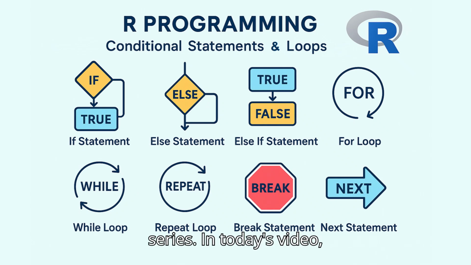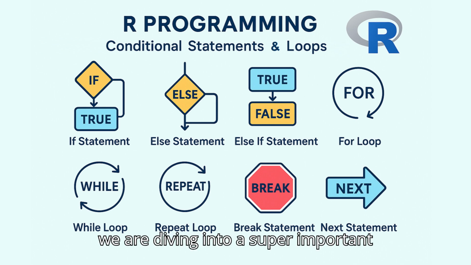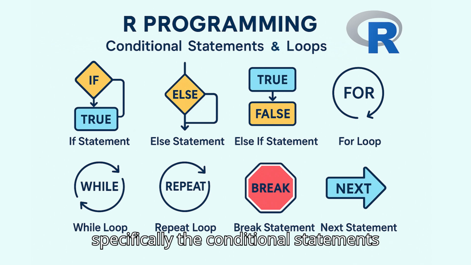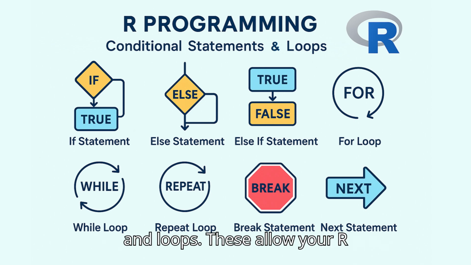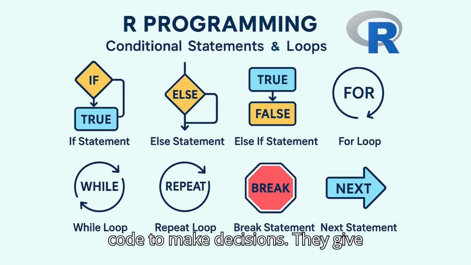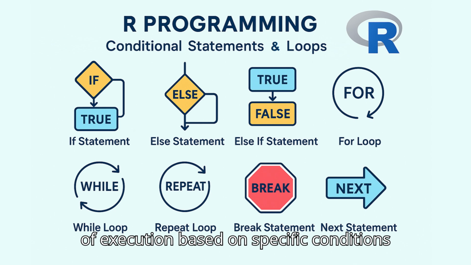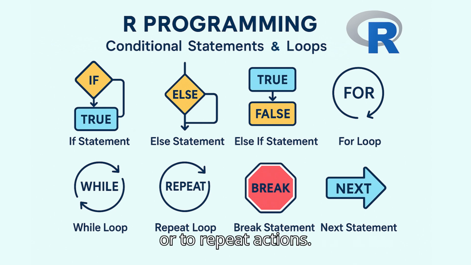In today's video, we are diving into a super important concept: control structures, specifically the conditional statements and loops. These allow your R code to make decisions. They give your code the ability to control the flow of execution based on specific conditions, or to repeat actions.